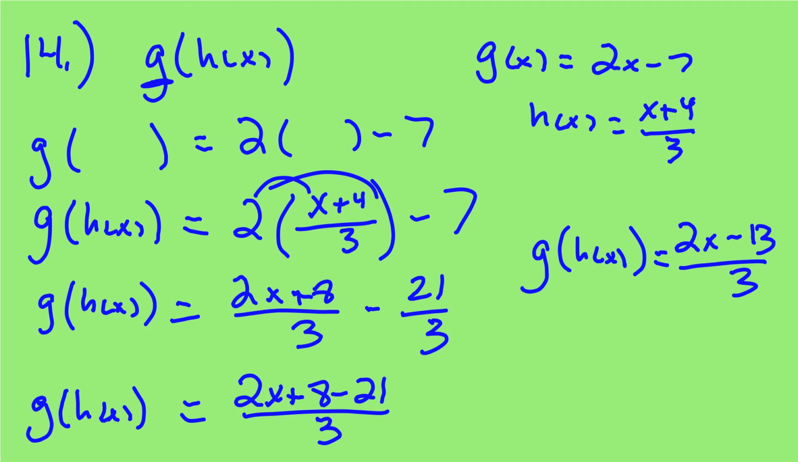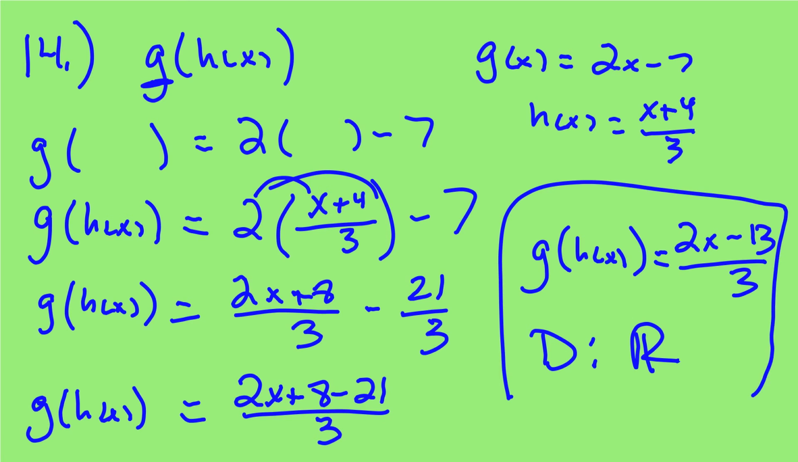So then I got to do the domain. Domain is all the reals. I check g of x, that domain's all the reals. I check h of x, that domain's all the reals. So the whole domain just stays all the reals. And that's it for 14.